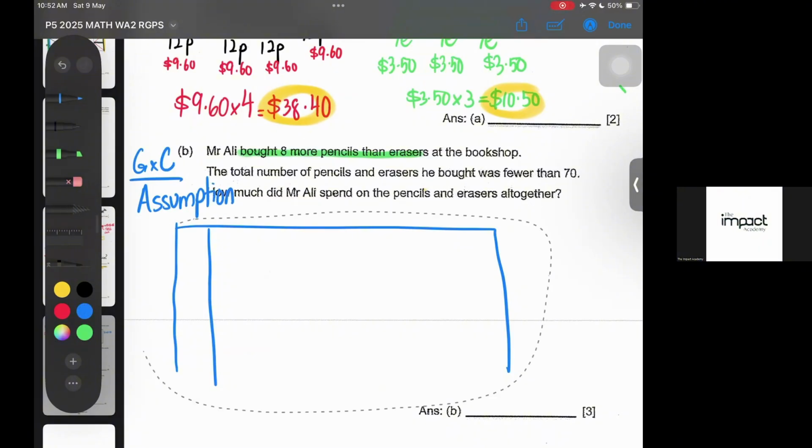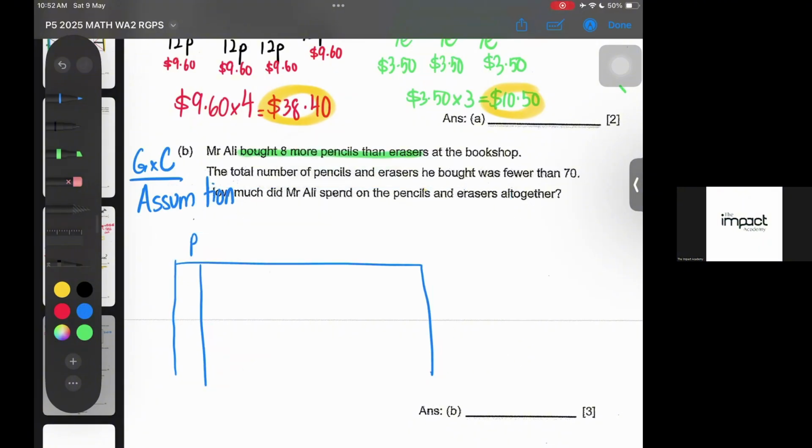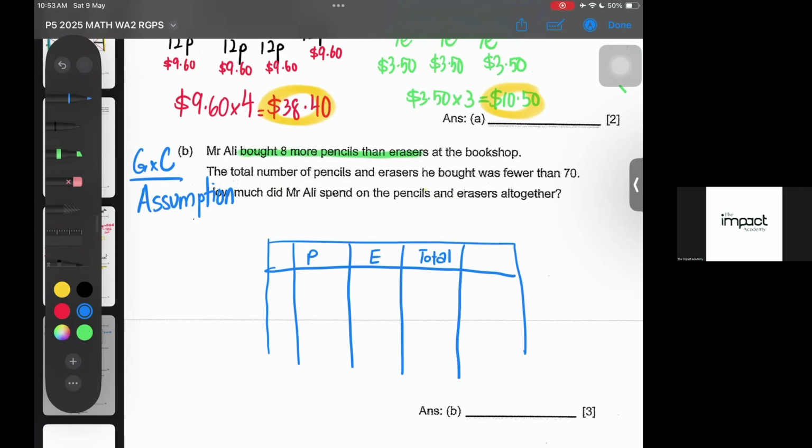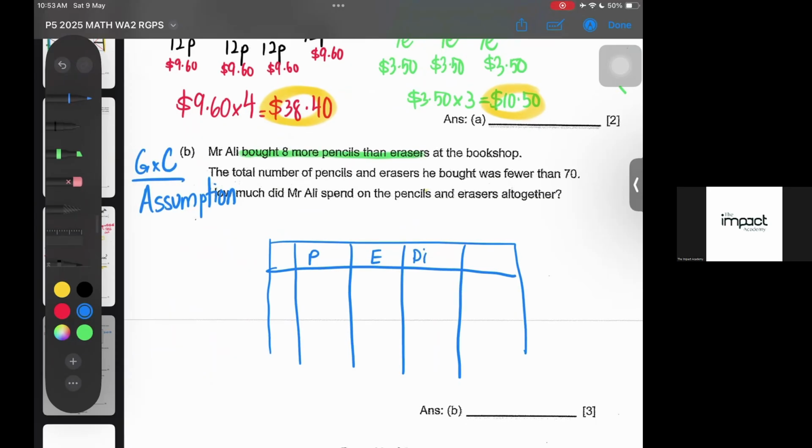Now what I'm going to do is list down the different things. First, I will have my pencils, and then my erasers. And then I also want to show the difference first, because the difference is always 8. You must always remember difference is always 8. Total must be less than 70.